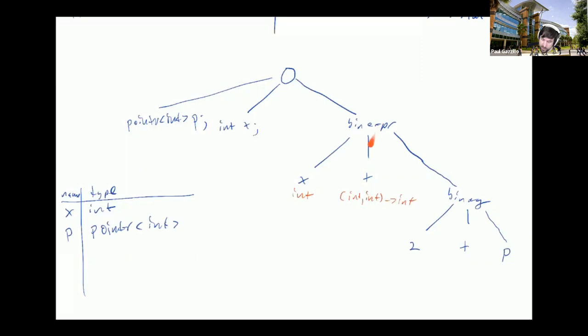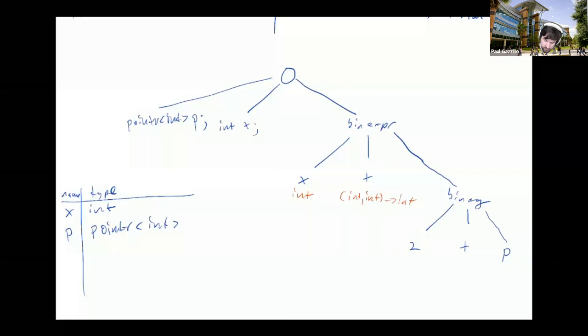But now when we go to check the type of the right operand, in order to know the type of this right operand, we need to recursively type check this binary expression. This is why it's a post-order traversal. And this is why we need to know the types of expressions before we can type check, because if there's nested expressions, before we can type check the parent expression, we need to first find the type of the operands. Okay, so what happens when we type check this number two?